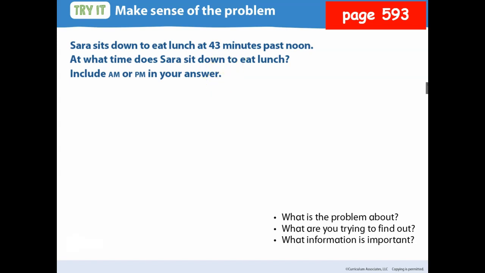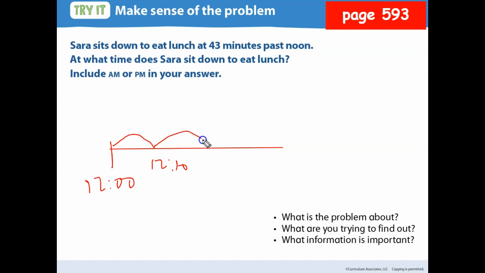It says that she eats lunch 43 minutes past noon. So what I'm going to do is start right here, at 12 o'clock. And it's 43 minutes past noon, right? So can I do an hour? No, because that would be 1 o'clock. So I'm going to do the little hill that makes it 10. So 10 more minutes would be how much?